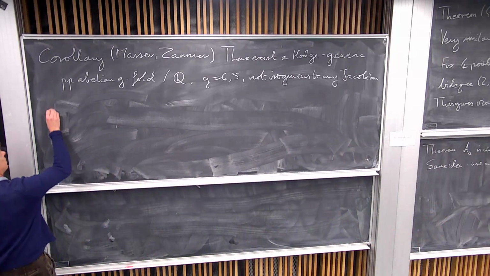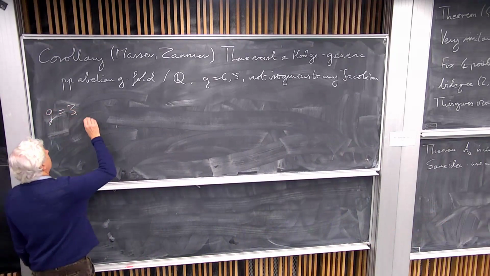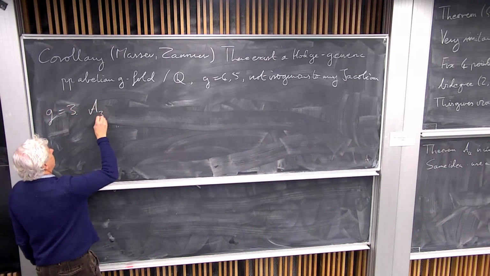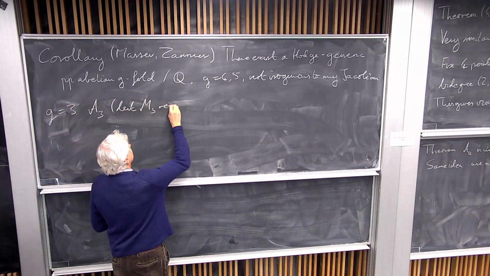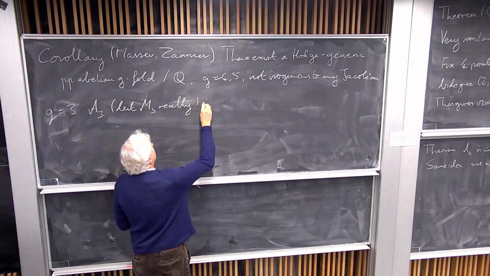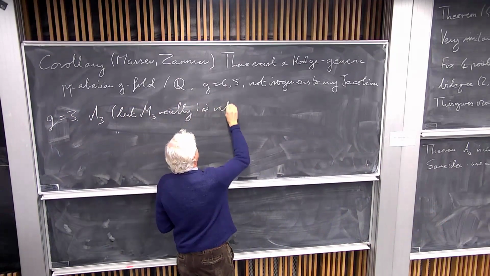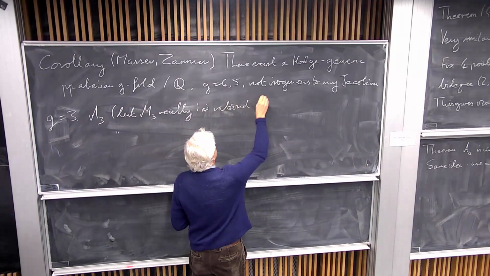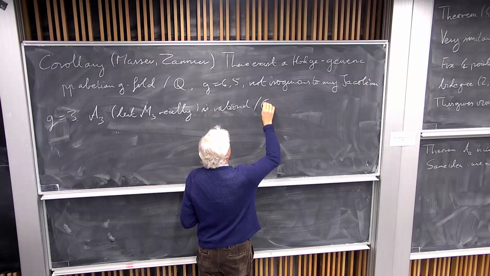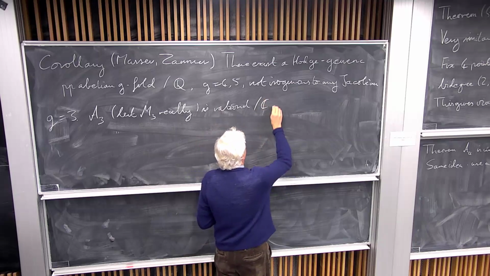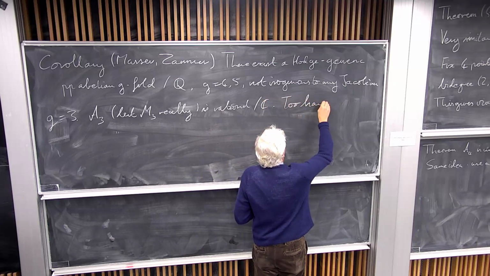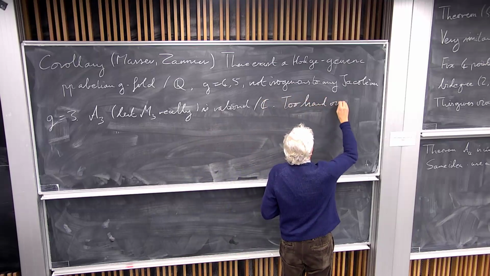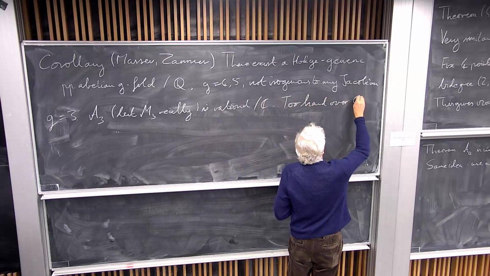So g equals 3, A3, but it's M3 really, is rational over C. And this is too hard over Q. By too hard, I mean, you could try.